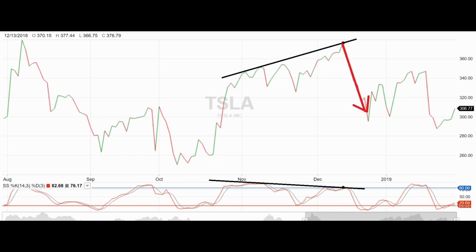That's a bearish divergence. If you watch the video about the RSI indicator, which I recommend you do, you'll see that the bullish and bearish divergence work the same way in the RSI as it does in the stochastic oscillator.